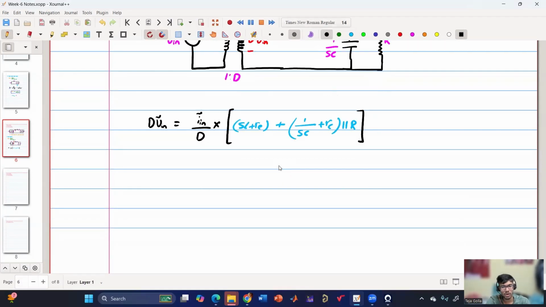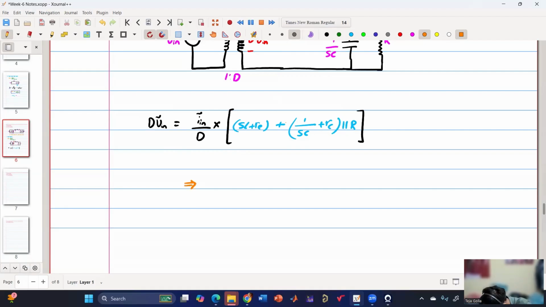I will not be solving because that is math that you can do. I will be skipping that part so that we can discuss another concept regarding current mode control. I'll not be going into detail, but this is the final expression. That is just a simplification of this expression, but I write the final expression in terms of these terms.